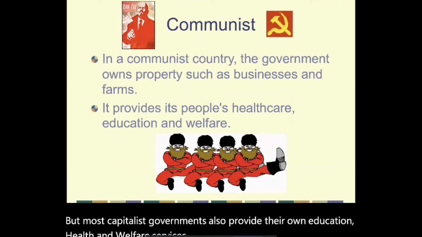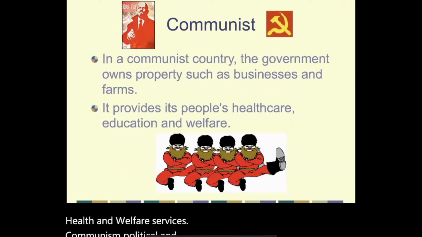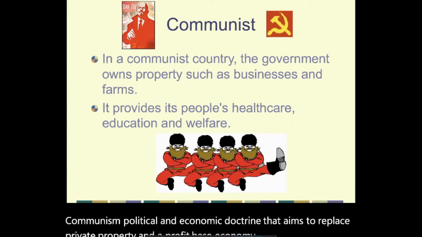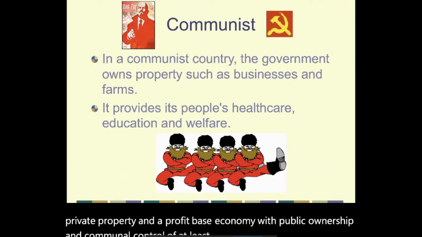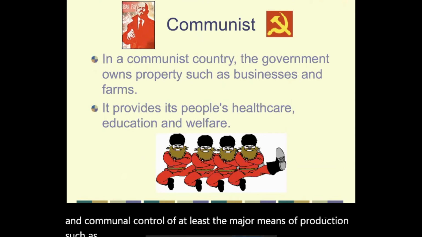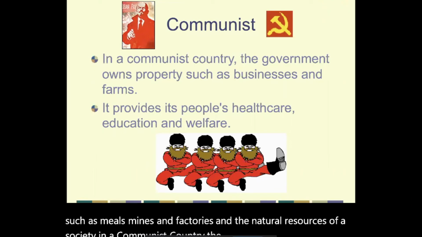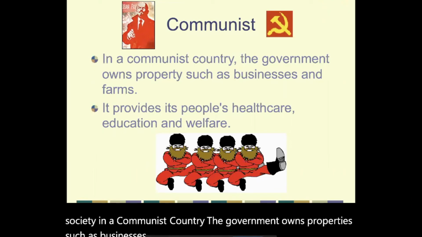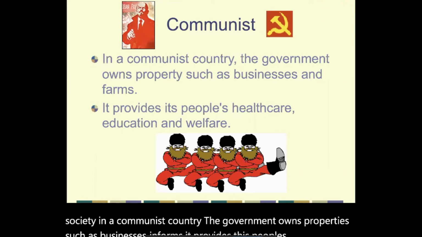Communism, political and economic doctrine that aims to replace private property and a profit-based economy with public ownership and communal control of at least the major means of production, such as mills, mines, and factories, and the natural resources of a society. In a communist country, the government owns properties such as businesses and farms. It provides its people's health care, education, and welfare.